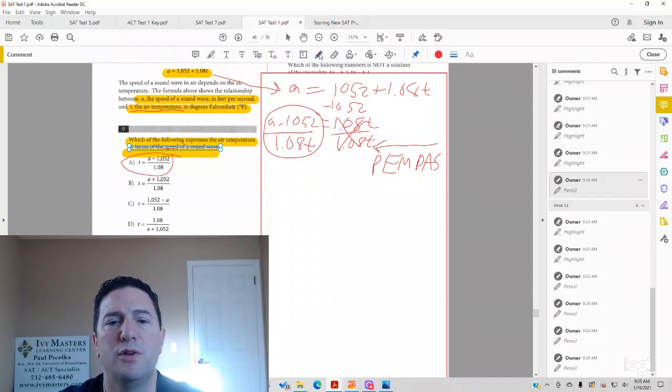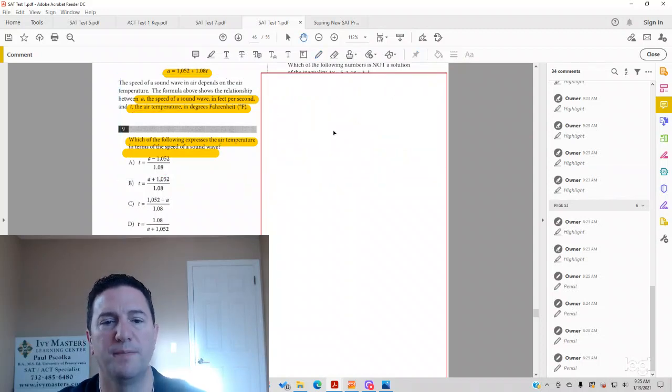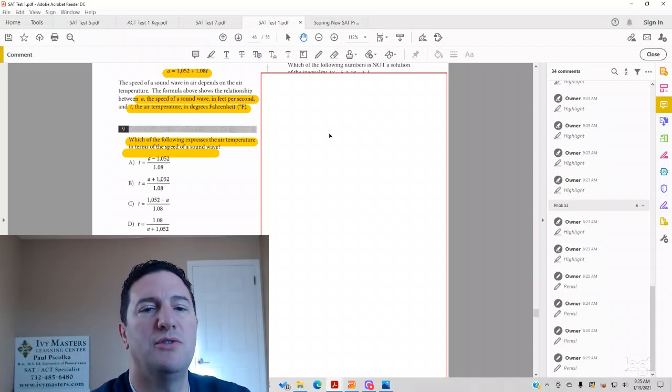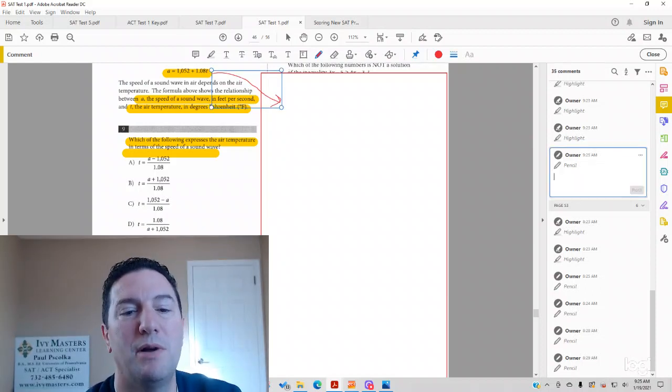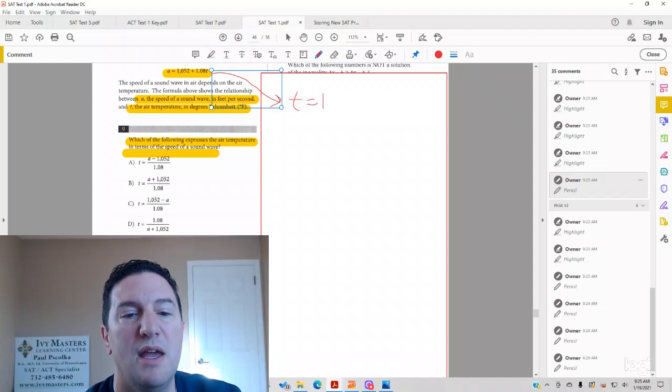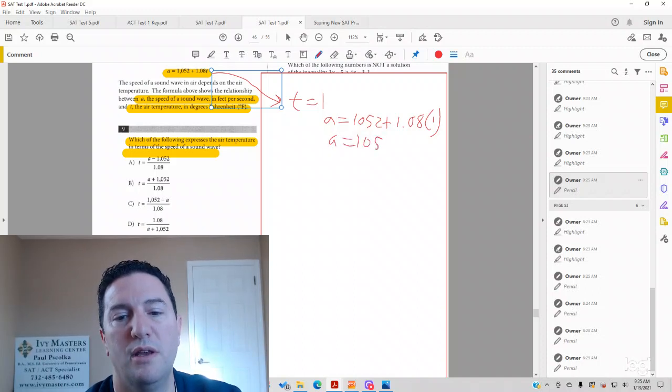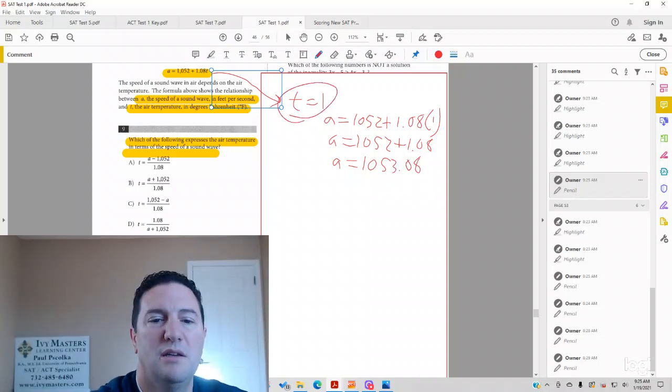Now, for those of you who have trouble with your algebra, what is one to do? So what I would recommend you do here is, you could pick a number for T. Keep it simple as possible. Say T equals 1. And then what you do is you plug into the equation and you solve for A. In that case, A equals 1052 plus 1.08 times 1. And you know that 1.08 times 1 is just 1.08. And if you add 1052 and 1.08, you get A equals 1053.08.